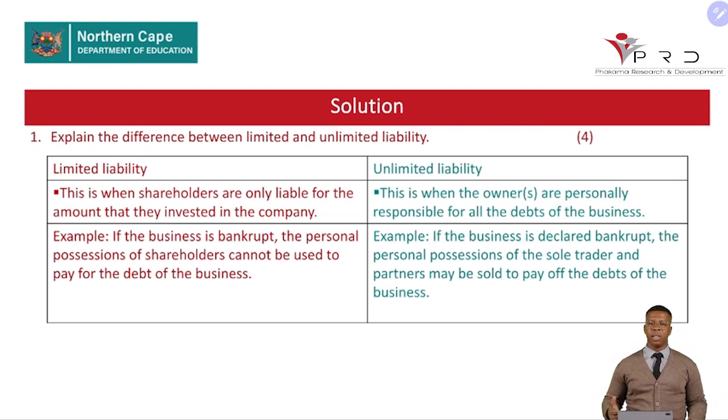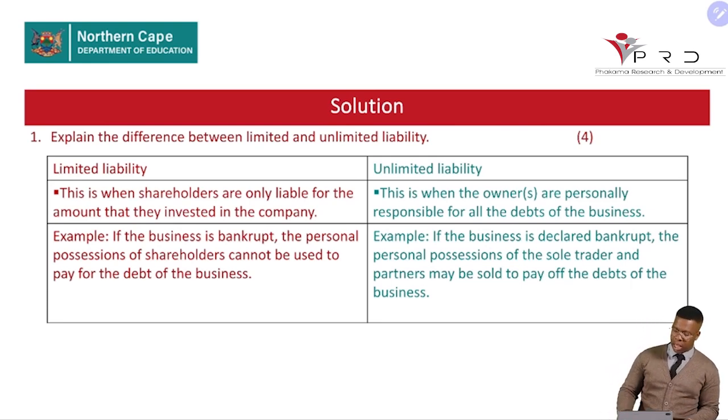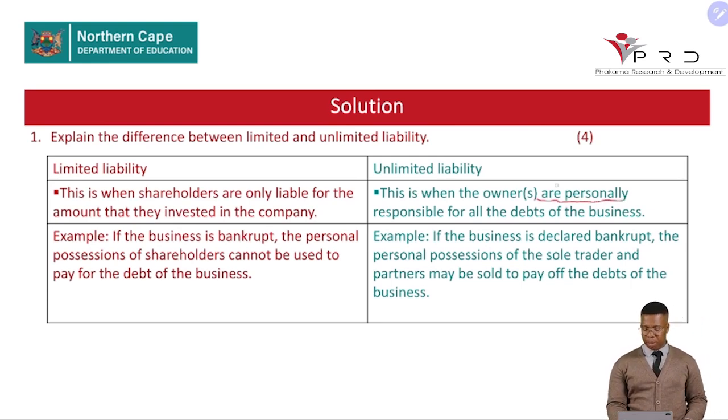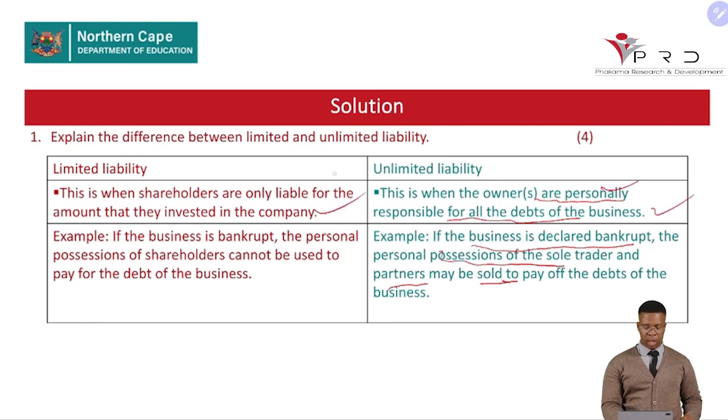But with unlimited, it means the debts of the business are not limited to the business, but they can move now to the assets of the owner. Hence, we say this is when the owners are personally responsible for all the debts of the business. And then, for example, if the business is declared bankrupt, the personal possessions of the sole trader or partners may be sold off to pay off the debts of the business. So that is how you get your 4 marks there.